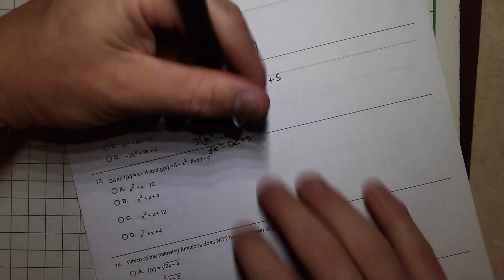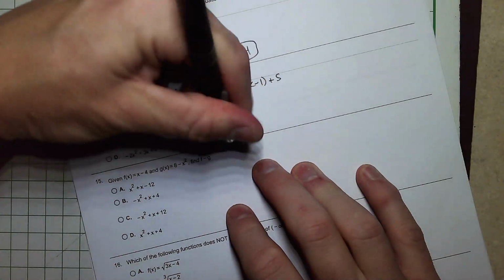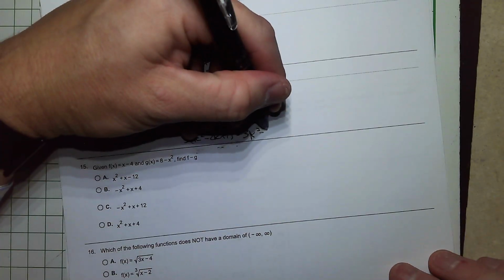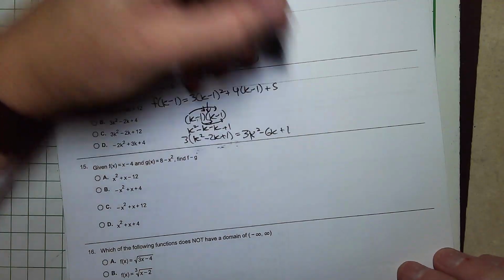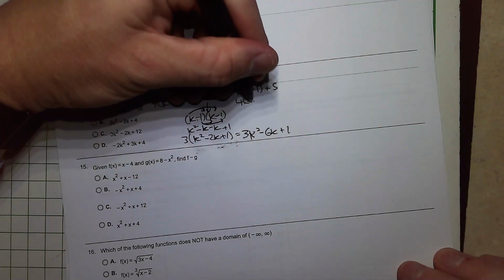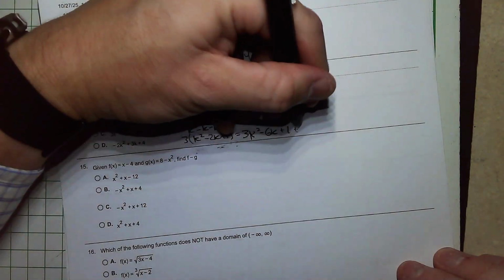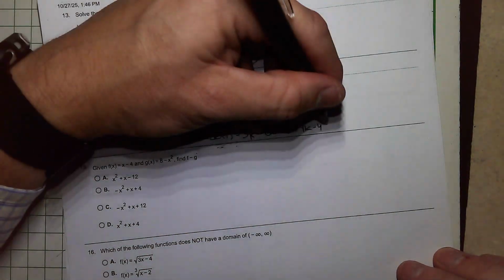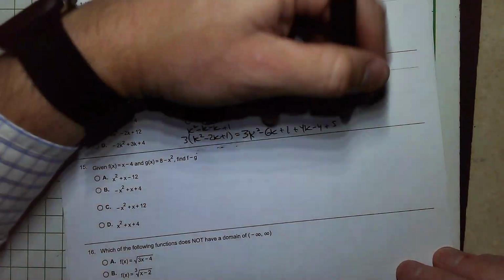Now, I'm actually going to write this over here. I'm going to give myself a little bit of room. It's 3k squared minus 6k plus 1. This you distribute, so it'd be 4k minus 4. So plus 4k minus 4. Be careful, if that's a negative there, you need to distribute the negative. Plus 5. So now I'm going to combine like terms.